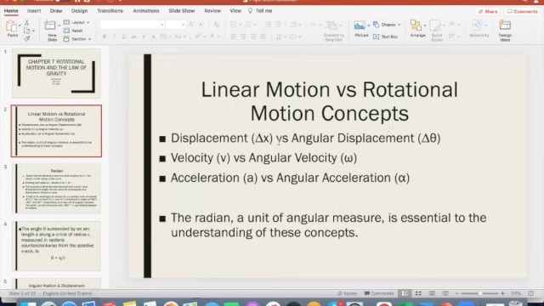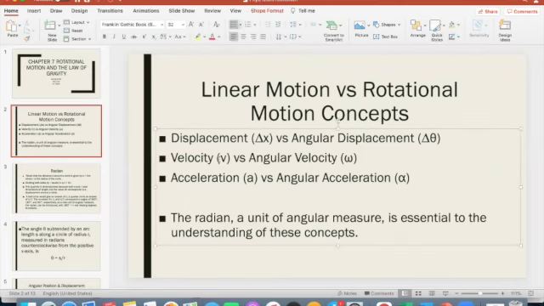All right, so for displacement, which is the difference between your final position and your initial position, don't forget delta means x final minus x initial. This was our linear displacement. Our angular displacement is going to be delta theta, the angle of displacement. Linear motion is straight line motion, and rotational motion is circular motion. So we're going from straight line motion to circular motion concepts.